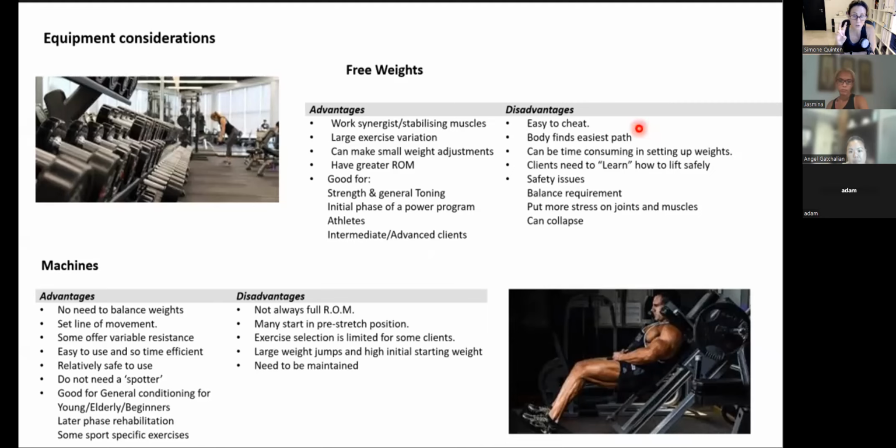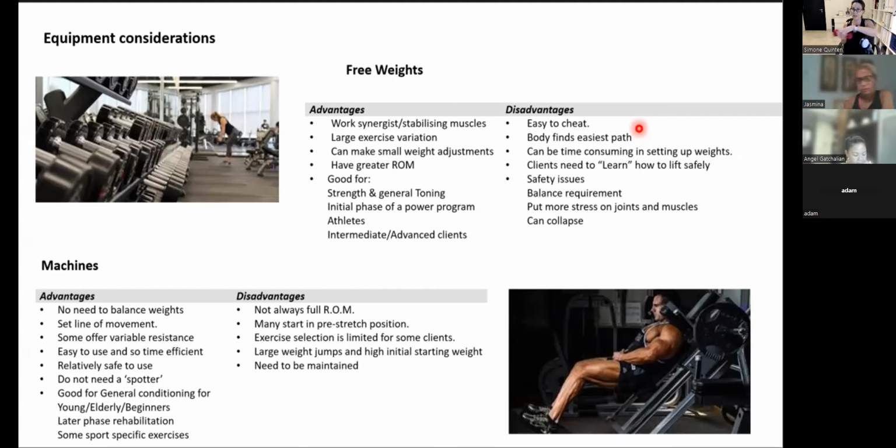Disadvantage is easy to cheat. When it comes to cheating, when we talk about powerlifting later, powerlifters sometimes use a technique which is called cheating. That is a proper technique. It's not a wrong technique. It looks like they're cheating, but this is basically how they can overcome the sticking point. The sticking point depends on where you are in your movement; you have a certain point in the movement where the exercise is harder.